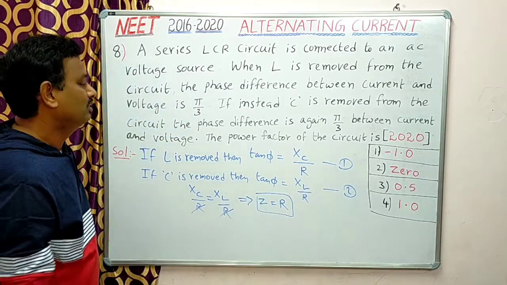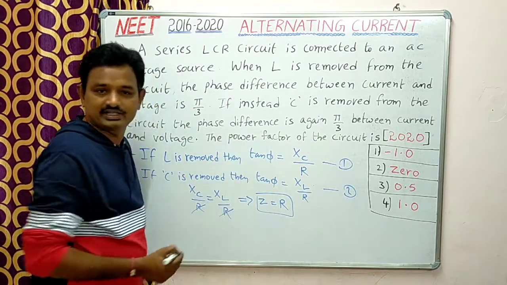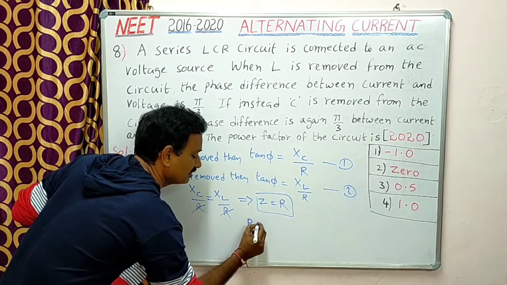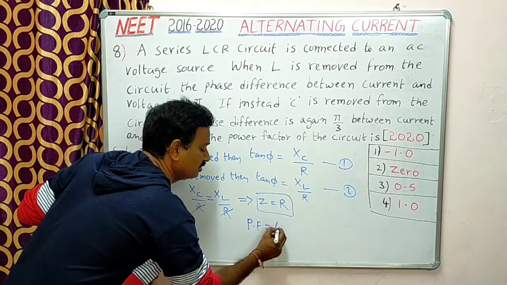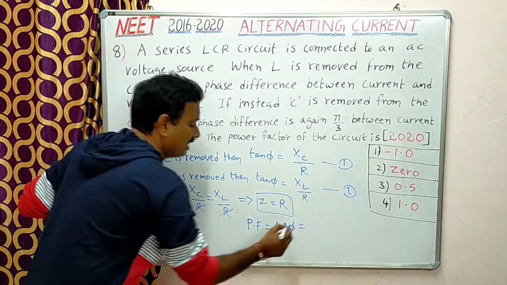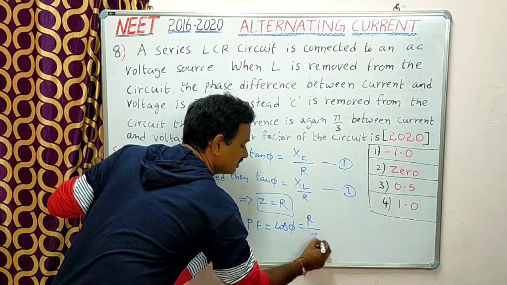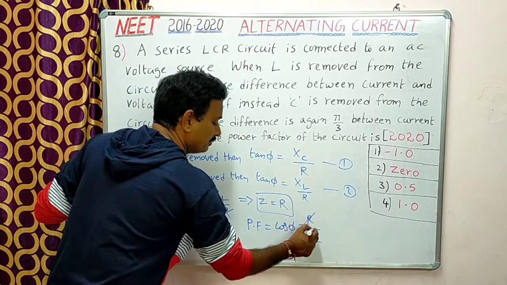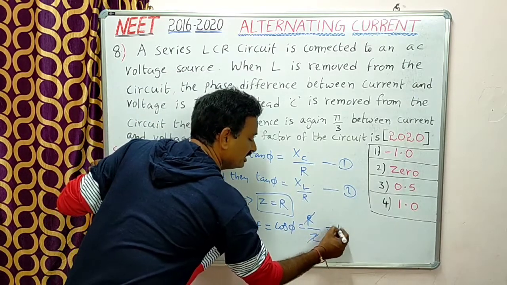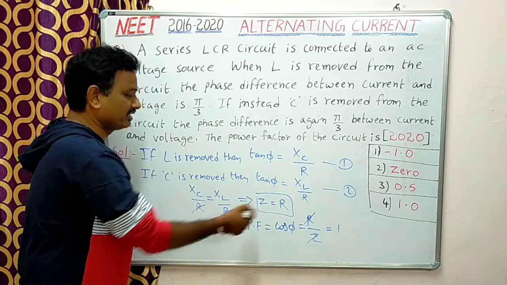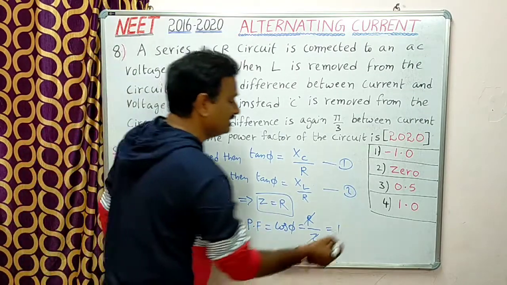Now I need to find the power factor. Power factor PF is equal to cos phi, that is equal to R by Z. But Z equal to R, so I can cancel both. So I will get cos phi equal to 1. Cos phi equal to 1 means power factor is equal to 1. So the option is 4.